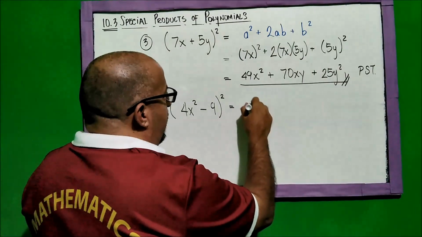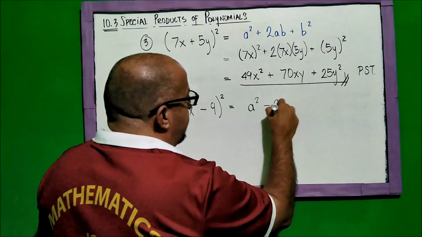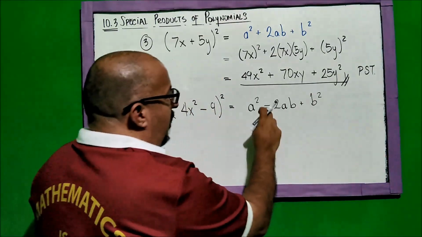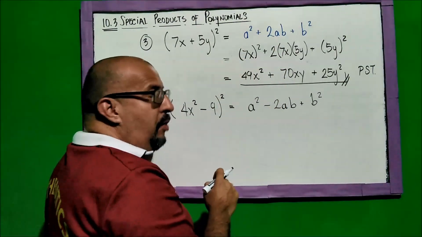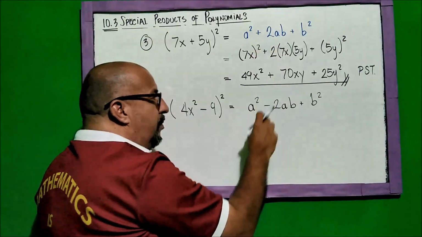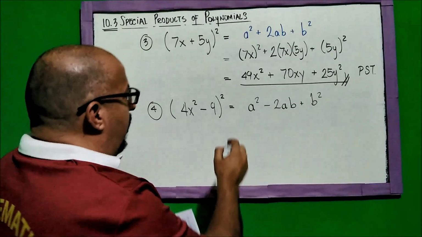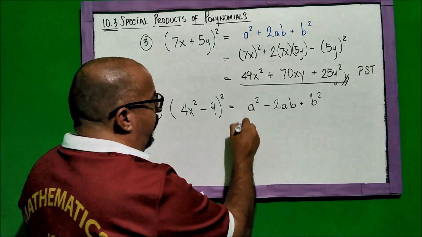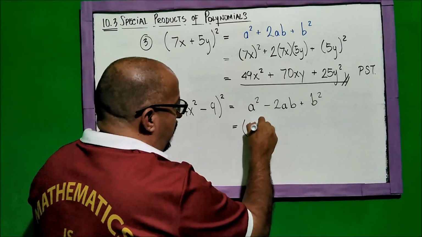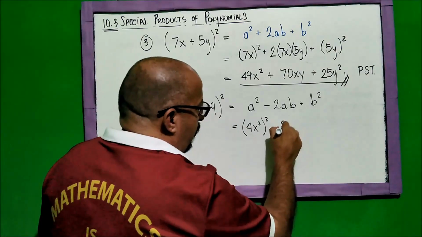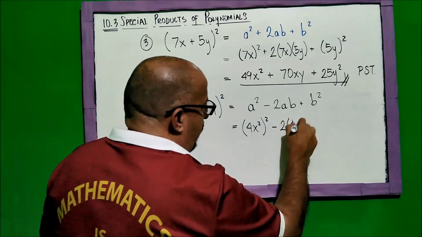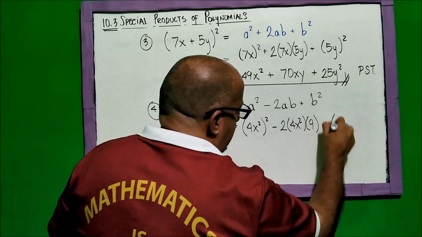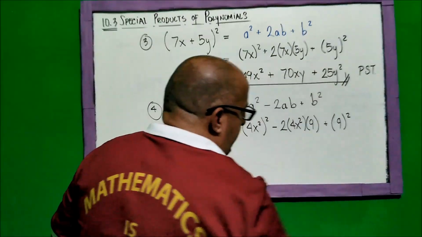Therefore, my pattern is going to be a squared minus 2ab plus b squared. This pattern and the one on the top, the only difference is the sign in the middle term, in the linear term. So, let's apply the pattern. The first element, a, is 4x squared, minus 2 multiplied by 4x squared times 9, plus 9 to the second power.